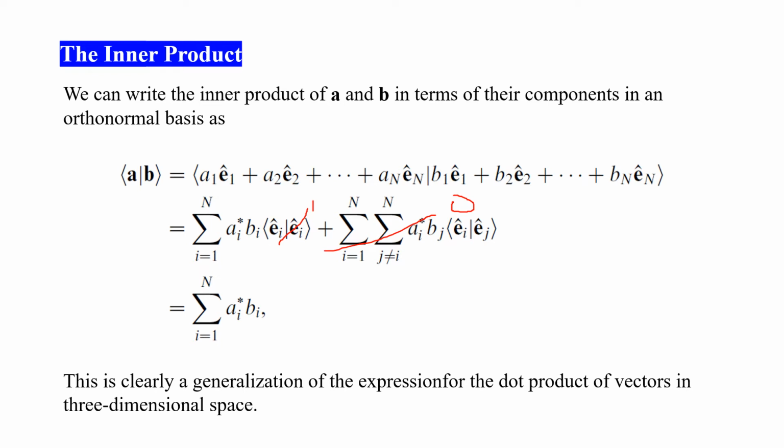And as you can see, this is just a generalization of the expression for the dot product of vectors in three-dimensional space. If you have real numbers, or if you're going to talk about three-dimensional space, this is just the dot product of A and B. And since we are extending this to abstract vector spaces, you have the sum of Ai star Bi from i equal to 1 up to n, which is your inner product of A and B.